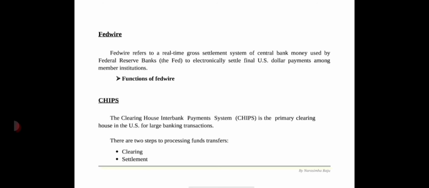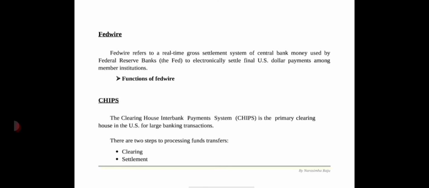And coming to the next one, CHIPS. CHIPS can be called the Clearing House Interbank Payment System. CHIPS is the primary clearing house in the US for large bank transactions. As of 2015, CHIPS settles over 250,000 transactions per day, valued in excess of 1.5 trillion dollars, in both domestic and cross-border transactions.